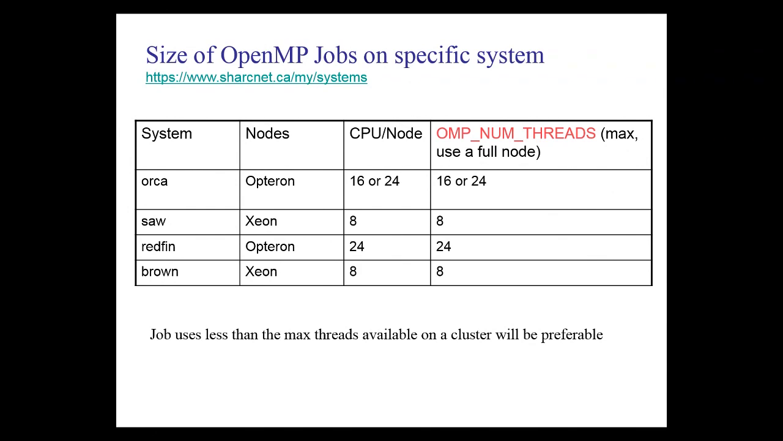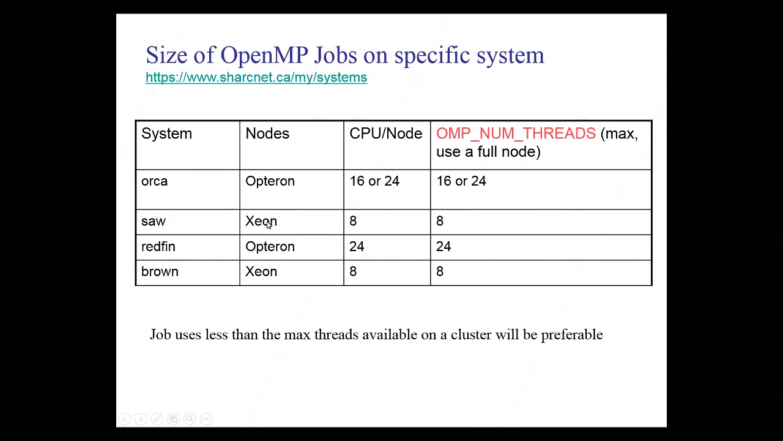SHARCNet has many clusters, and here I listed a few. For example, Orca is a cluster, and its nodes have different structures. Most of them have 24 cores, and some newer nodes only have 16. So the maximum number of threads you can use is 24. It will send your job to 24-CPU nodes, or you can specify fewer than 24, or fewer than 16, and it could run on any node.